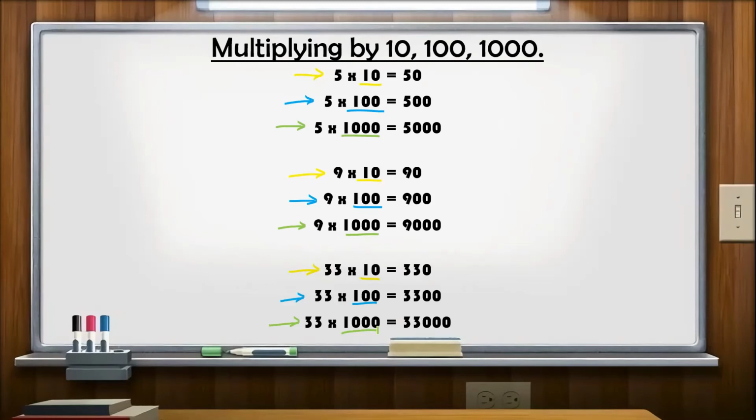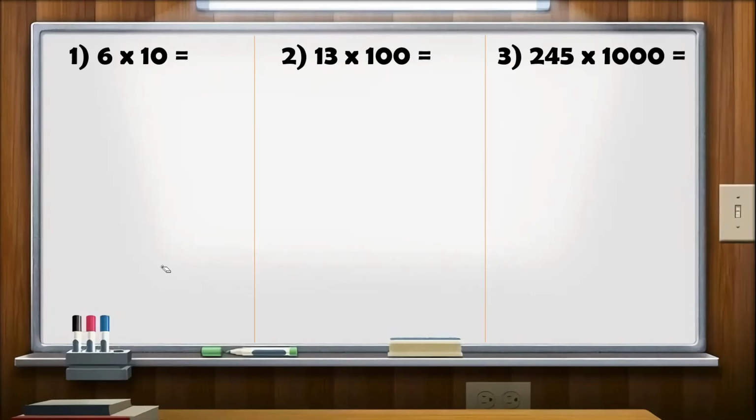If you apply this concept when multiplying by 10, 100 and 1000, it will save you from using any multiplication method. But you need to remember this technique only works for whole numbers and not decimal numbers. So here I'm going to show 3 examples by applying the same technique I have shown you.